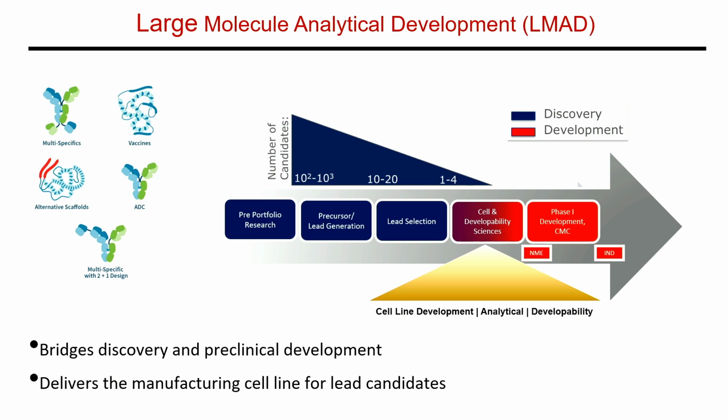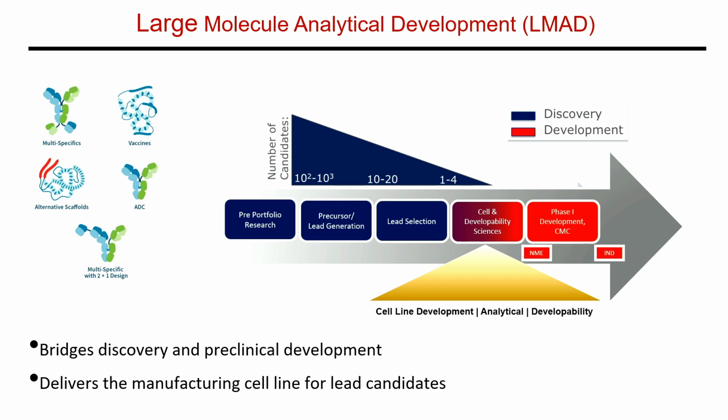So this whole drug discovery and development starts with pre-portfolio research, where 100 to 1,000 molecules are actually picked from a given target. It then goes through lead generation and lead selection, where it gets narrowed down to a couple of dozen molecules, and then finally ends up for about less than a dozen molecules per target, per program, in our group, which is the Cell and Developability Sciences, or CDS. So in CDS, we bridge discovery and preclinical development and deliver the manufacturing cell line for lead candidates, which goes on to phase 1 clinical development.